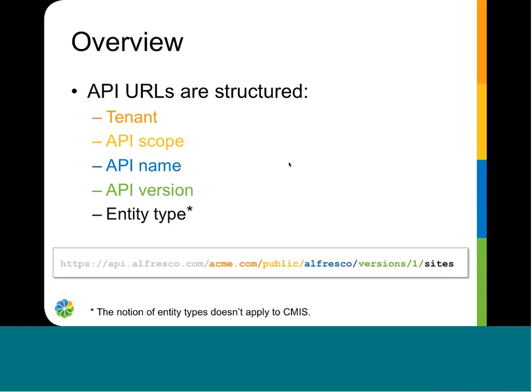I should also mention that the notion of entity types doesn't apply to CMIS. CMIS is a third-party defined standard, and we obviously have input into that, but we don't control it. It does not follow the same mechanism, although we do use the same general URL pattern. So CMIS does exist under tenant, scope, name, version. However, from there on down, the URLs are completely defined by our CMIS implementation. They don't really bear any relationship to the REST APIs.